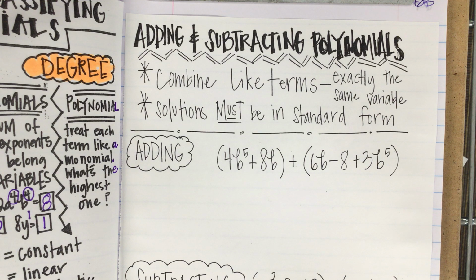Why I wrote it up there. Combine like terms. What you have to remember, though, is that like terms have exactly the same variable. It's not enough that they both have x's, or they both have b's. They have to be exactly the same. If it's b to the 5th, the only other thing that can combine with it is b to the 5th. If it's y to the 3rd, the only other thing that can go with it is another y to the 3rd.